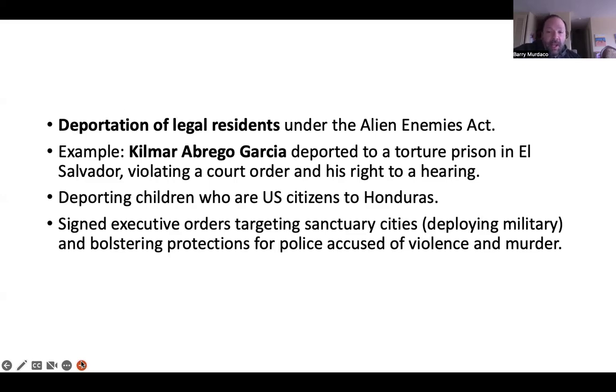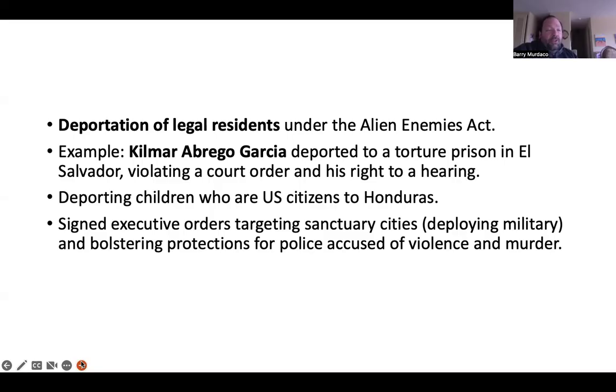Deportation of legal residents under the Alien Enemies Act. For example, Kilmar Abrego Garcia is probably the most noteworthy example of this so far. Deported to what many consider to be a torture prison in El Salvador, violating a court order and his right to a hearing. Garcia was a legal resident in the United States. He had legal status within the United States. He was not undocumented, but was deported anyway. And even after his return, he continues to be targeted by the federal government for criminal charges.